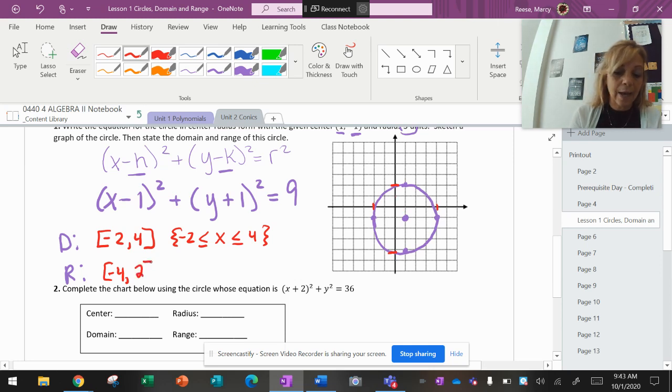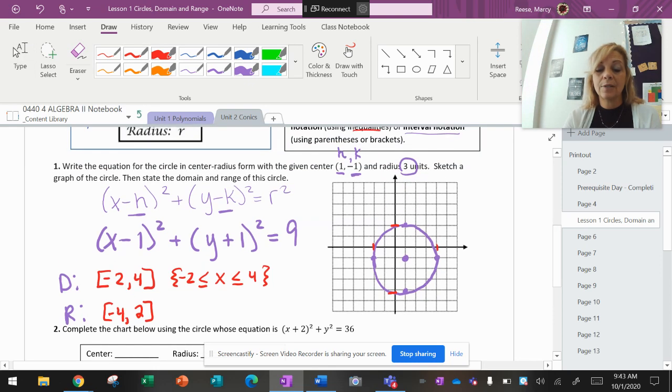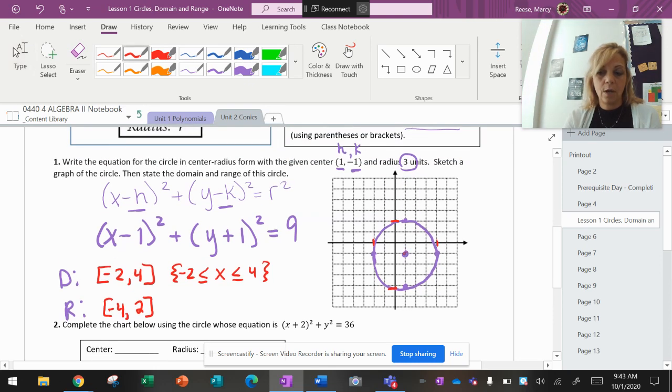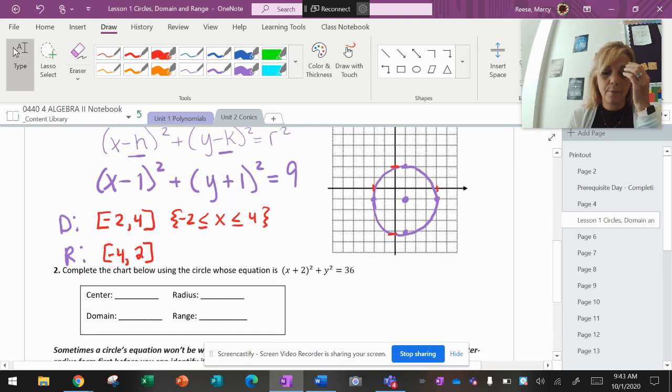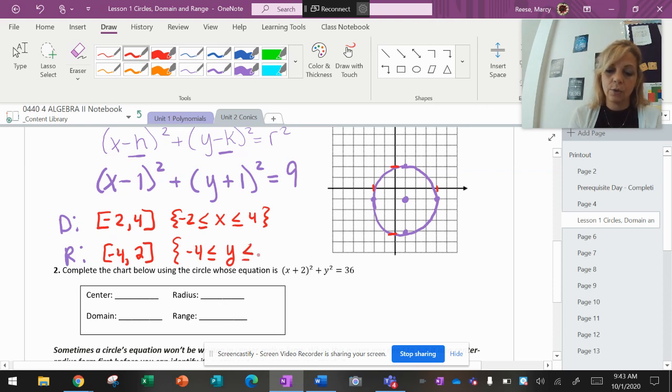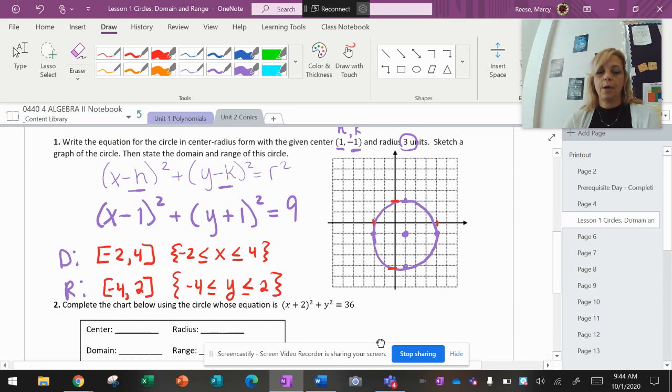Now notice again, how did I get those numbers? I took the center and I subtracted 3 and I added 3. Important to remember, because we're going to do it down here a little differently. And I'm going to write -4 is less than or equal to y, less than or equal to 2. And voila. Okay, so first one done.